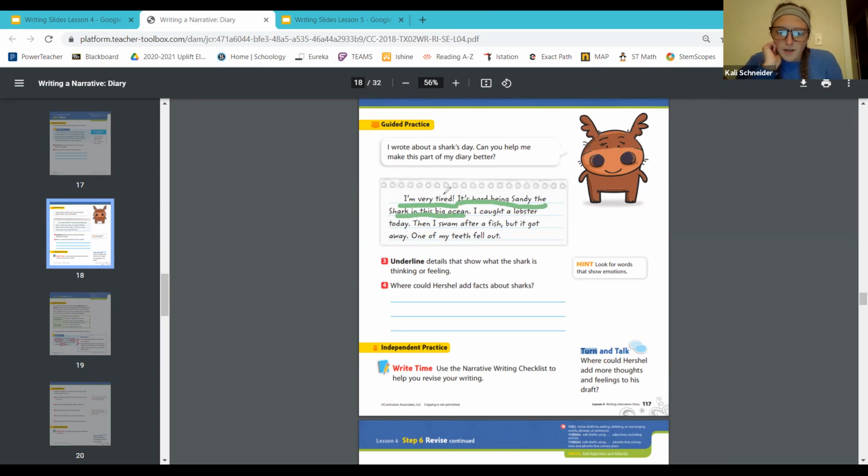I caught a lobster today. No, it's just something, it's a fact. Then I swam after a fish, but it got away. Those are still facts. One of my teeth fell out. Still a fact. So those are not things about how he's thinking and feeling.